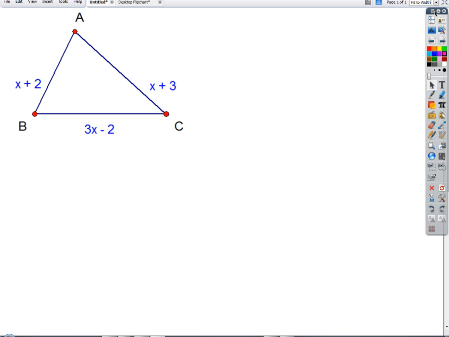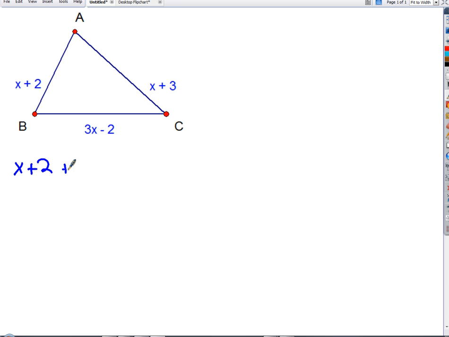If I want to solve for x, what am I going to do? Well, I'm just going to come up with the 3 possible inequalities and solve each one, and then I'll look at the answers and pick the range of x's that make all 3 solutions true. So I've got to use all 3 permutations of the triangle inequality theorem. So for example, I know that x plus 2 plus x plus 3 has to be greater than the third side, 3x minus 2, right? That's one thing that has to be true.